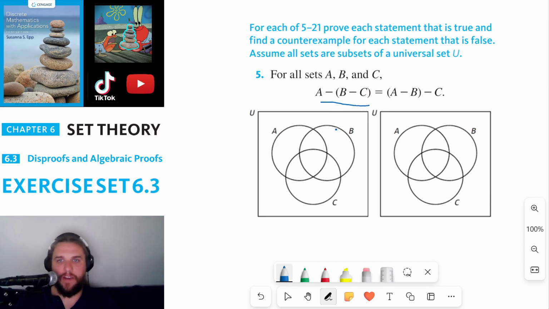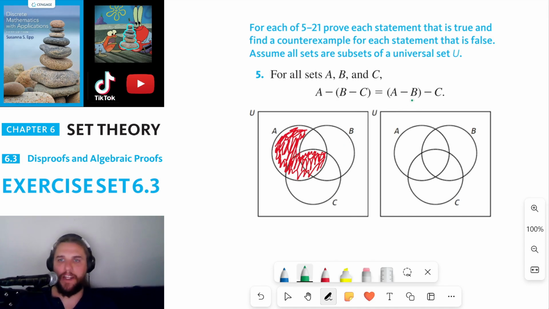Now we'll start with the left-hand side. B minus C is this region over here. But then A minus (B minus C) is what we get when we highlight A and we remove B minus C, which would be everything in A that's not in this blue region. And that is A minus (B minus C).